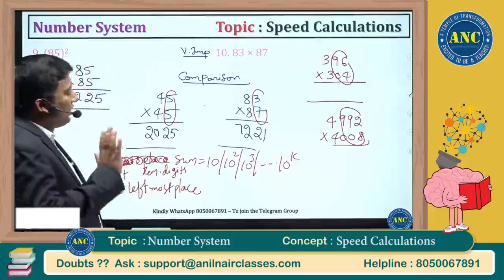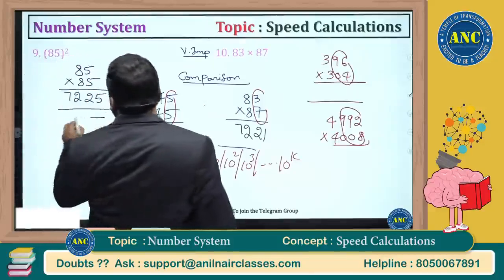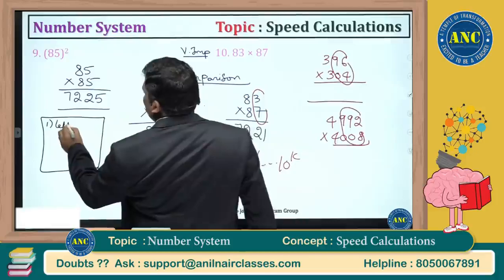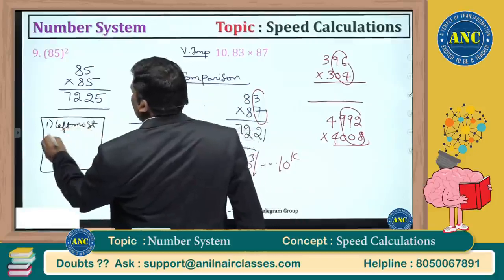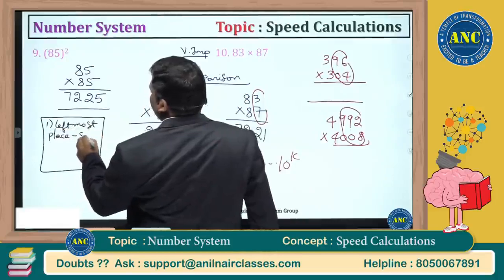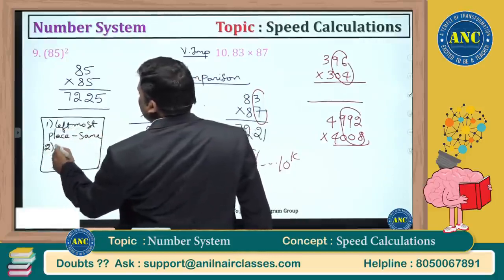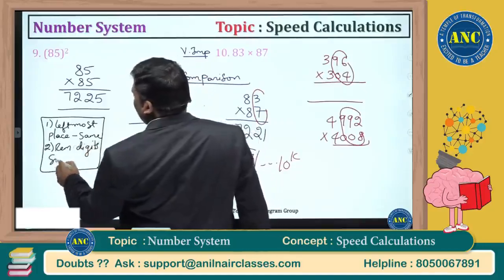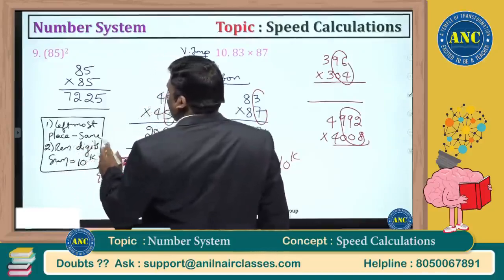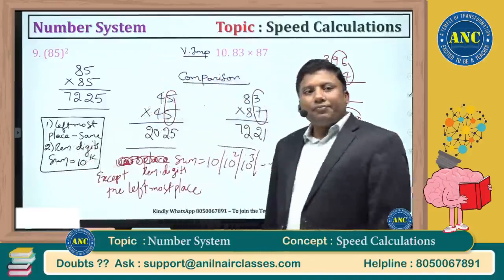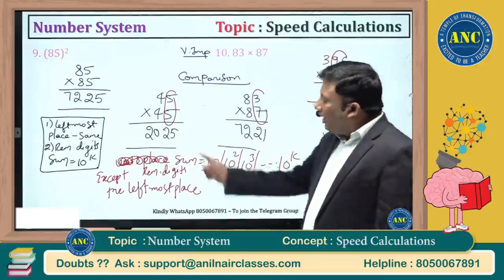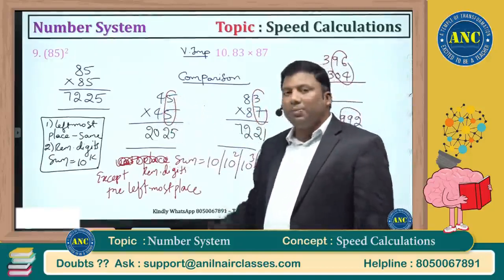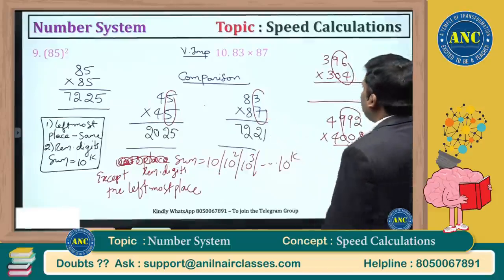The logic whatever we discussed holds good under two conditions. Leftmost place should be same. And the remaining digits sum should be 10 power k. Leftmost digit it is 4. Leftmost digit it is 8. Remaining digits, 5 plus 5 it is 10. 3 plus 7 it is 10.